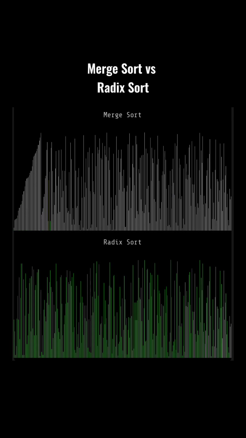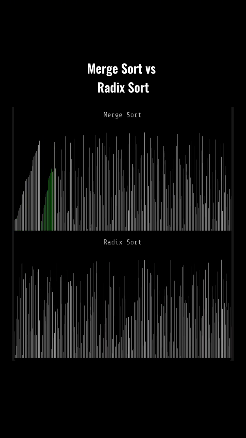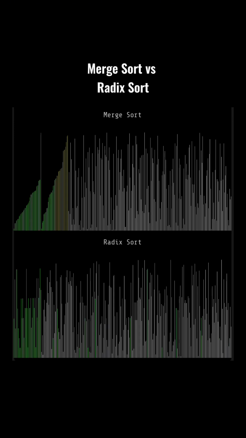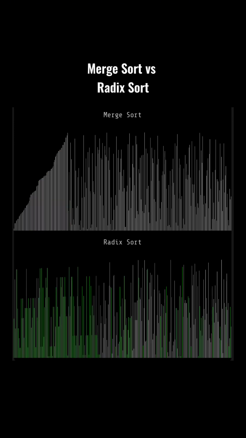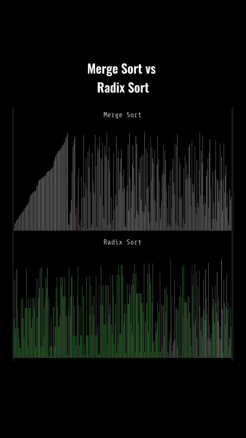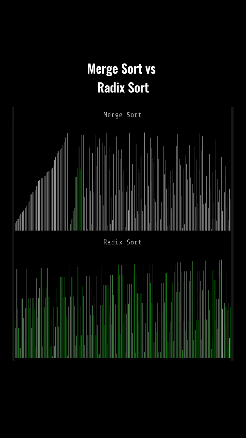First, merge sort. This is a master strategist, always stable and reliable. With its divide-and-conquer philosophy, merge sort calmly breaks down our array of 350 numbers into smaller subarrays until each element stands alone. Then, it methodically merges them back together, ensuring every pair is combined in the correct order.